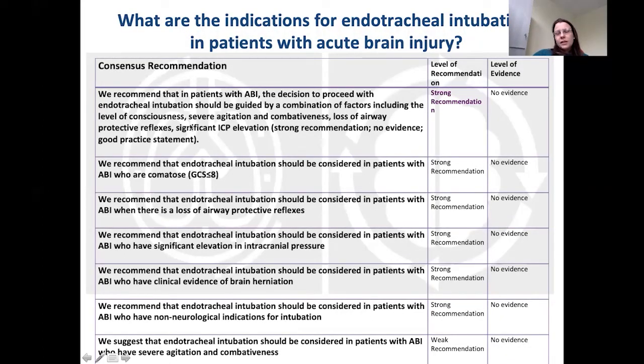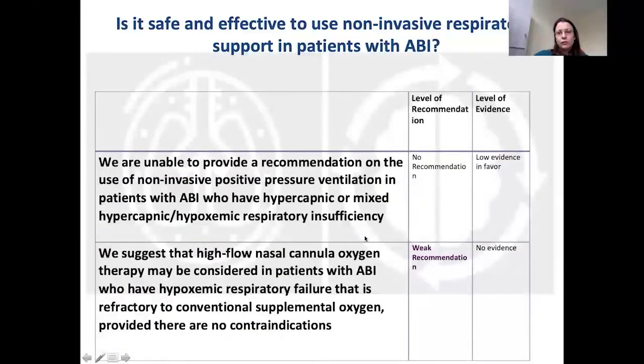So the first question that we asked the experts was regarding the indication of endotracheal intubation. And a strong recommendation was obtained regarding the indication for intubation. We should be guided by a combination of factors, both respiratory factors and neurological factors, basically to protect the airway. The suggestion of the experts is not to wait too much, because brain-injured patients need strict oxygen and carbon dioxide control, so don't wait too long for the intubation.